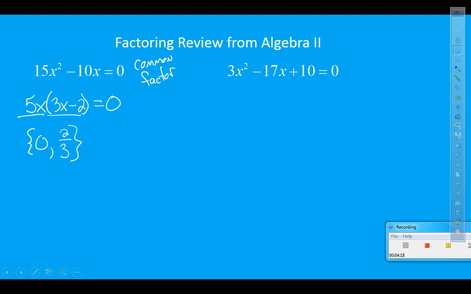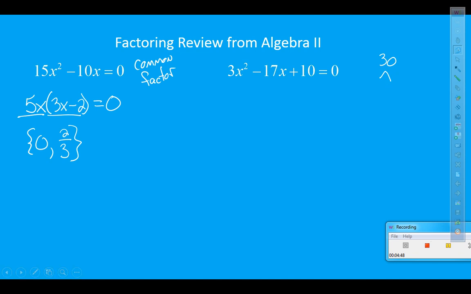Now the one that's going to work you a little bit. There's 2 ways. I will show you, or review with you, the way that you learned in Algebra 2. It's one of those where the a value is not 1, which kind of gives us a hassle. It's not a difference of squares. There's nothing in common. Remember, this was your process last year. You went 3 times 10 and got 30.